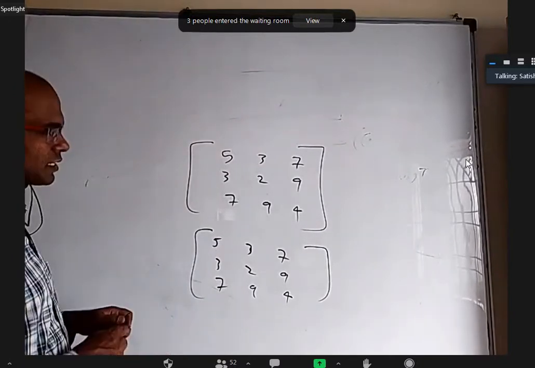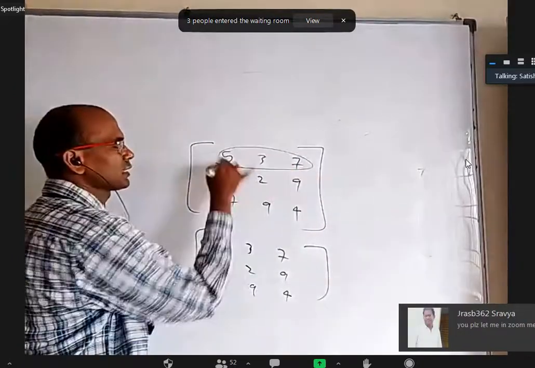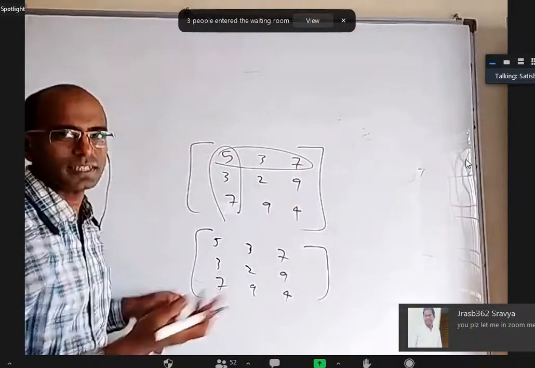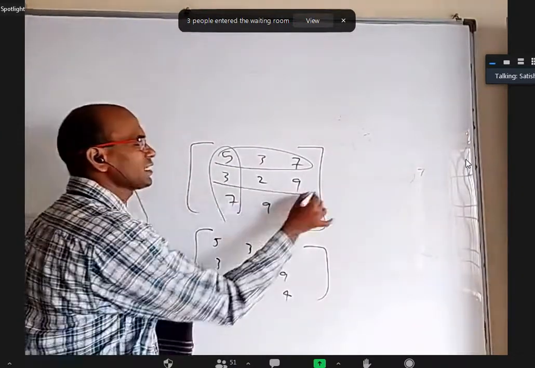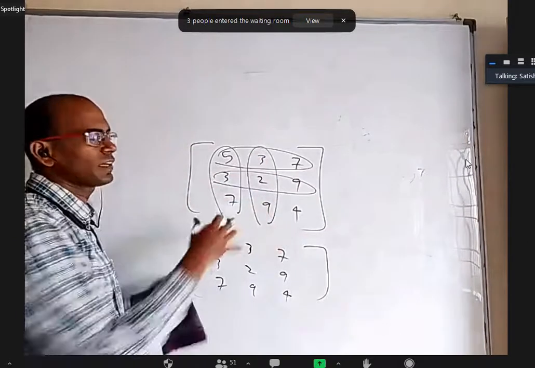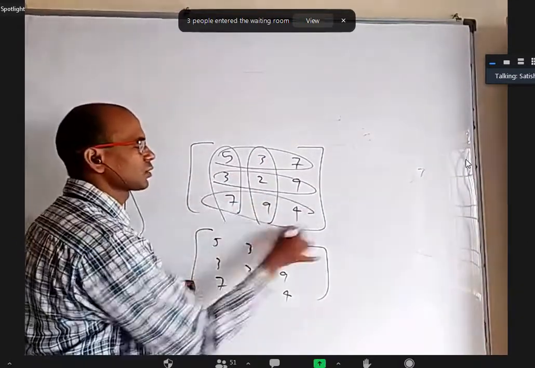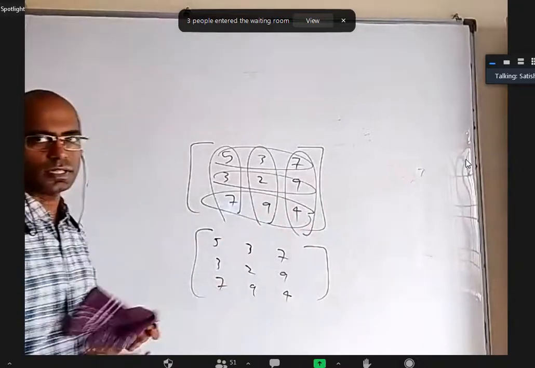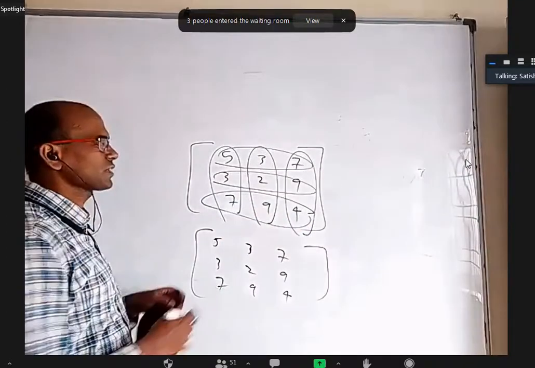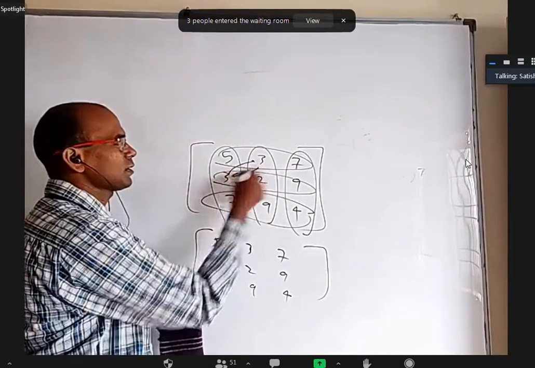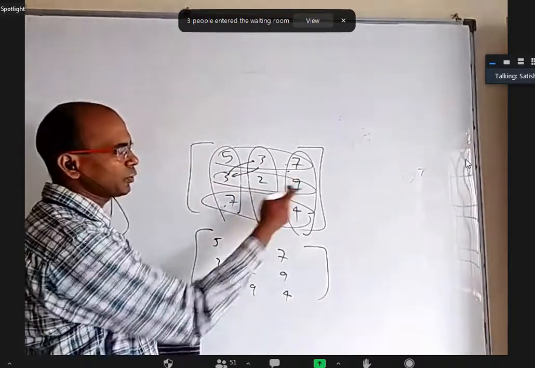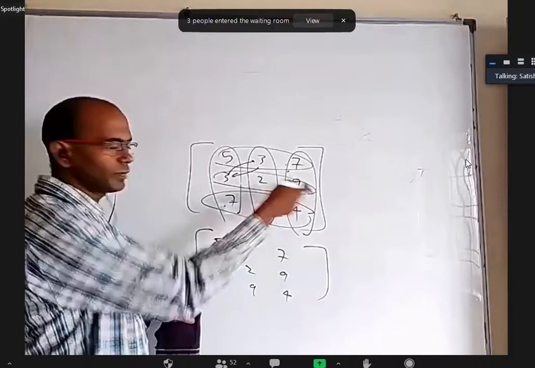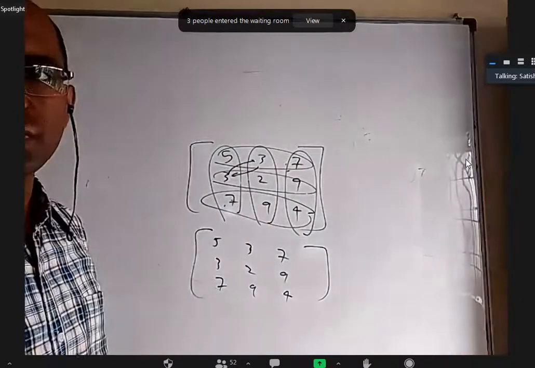Why it happened is that the first row is the same as the first column, so even if you interchange, nothing happened. The second row is the same as the second column, so even if you interchange, nothing happened. The third row is the same as the third column, so nothing happened when you interchange. Or another way of saying it is this element and this element are the same. This will come here, this will come here, no change. If they are equal, then even if you transpose, nothing happens.